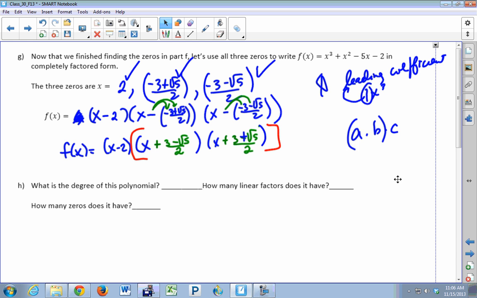So what's the degree of this polynomial? Here's the polynomial we started with. It was what degree? Third. How many linear factors do we have? 3. 1, 2, 3. And how many distinct zeros do we have? Or how many zeros? 3. 2, negative 3 plus the square root of 5 over 2, and negative 3 minus the square root of 5. Maybe there's a pattern going on here. We'll see. All right, let's try the next one.